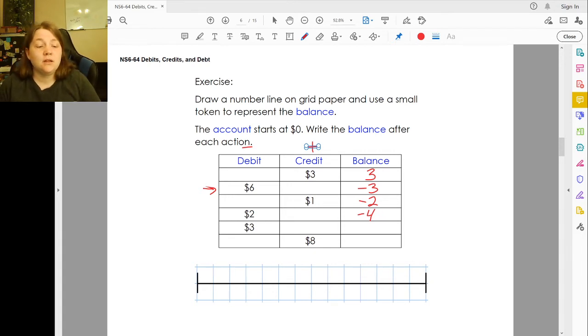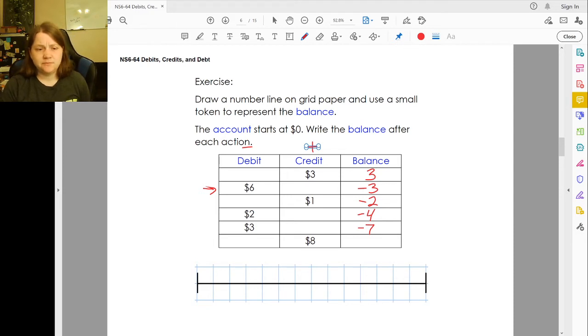And then I'm spending more money. I'm going to spend another $3. That means that on top of the $4 I already owe the bank, because that's negative, I'm going to take 3 more and I'm going to borrow that more. Now I owe the bank $7.